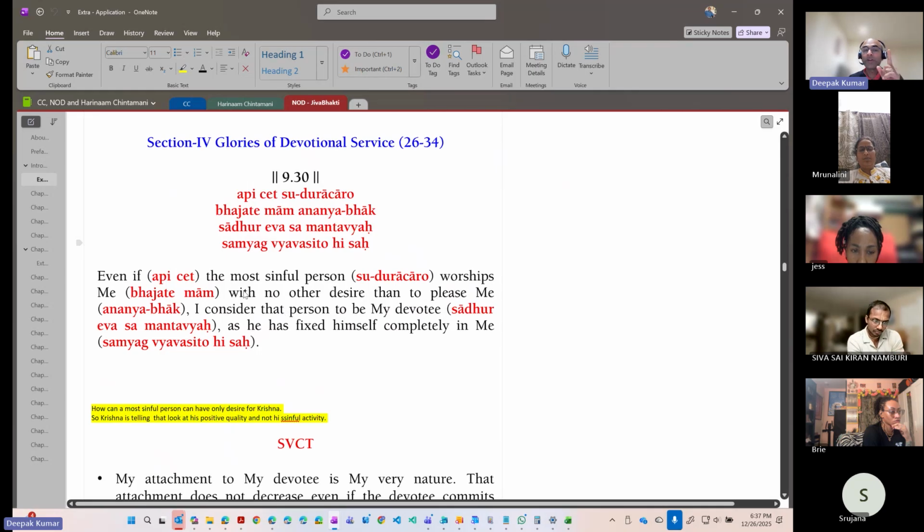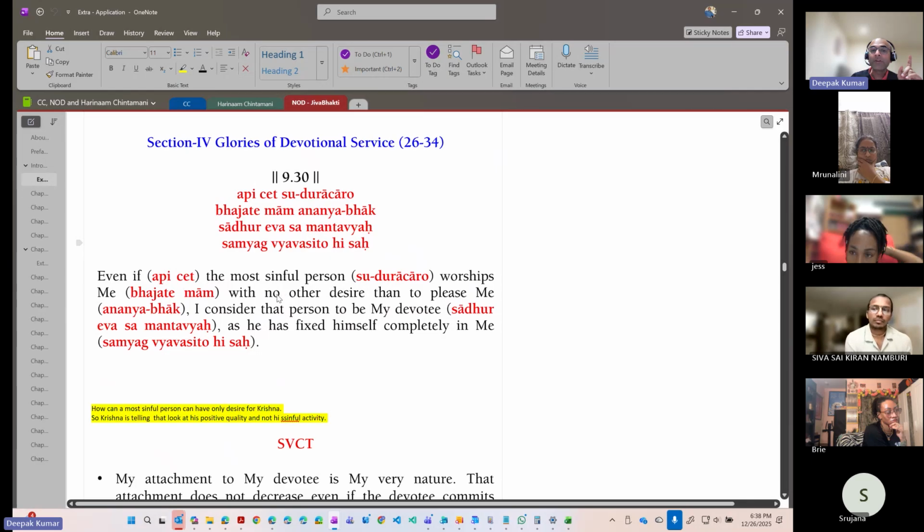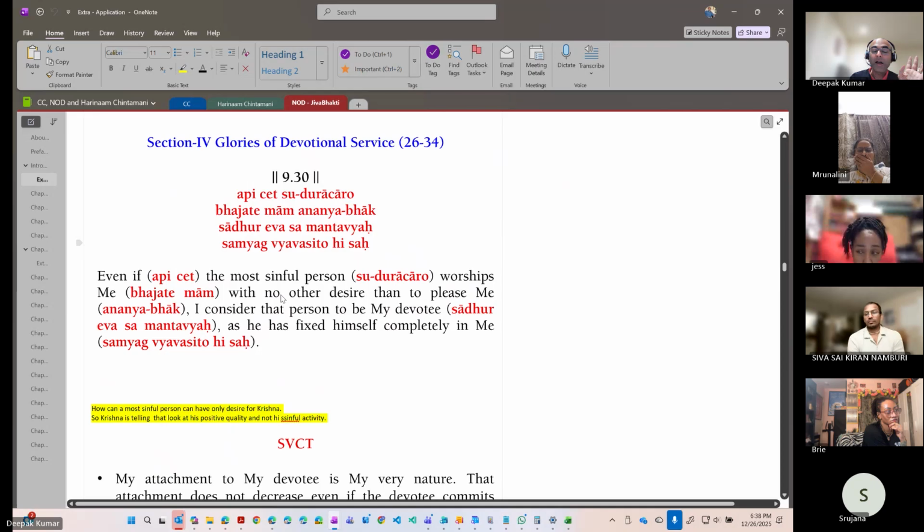Right? See here the two contrasting things. Even if the most sinful person worships me, so I am a sinful person, I am worshipping Krishna, but I have no other desire than to please Krishna. I have a sinful past. Sometimes I still may falter. I still may cheat, but conceptually I am totally clear that I want to serve Krishna. Then Krishna is telling, I consider that person to be my devotee.